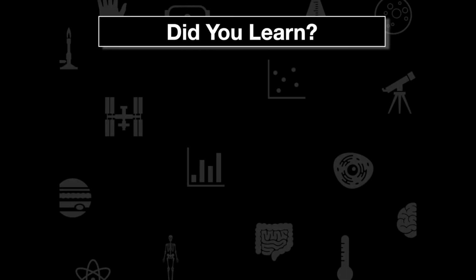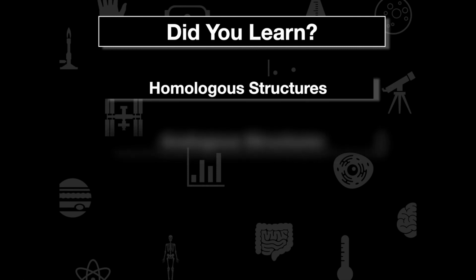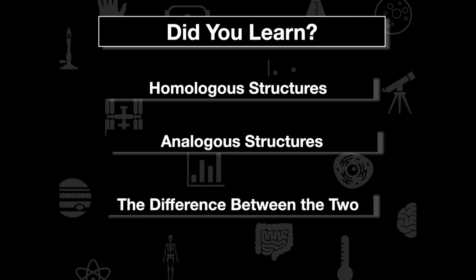All right, so did you guys learn a couple of things? Did you learn about homologous structures? Did you learn about analogous structures? And then did you learn about the difference between the two?